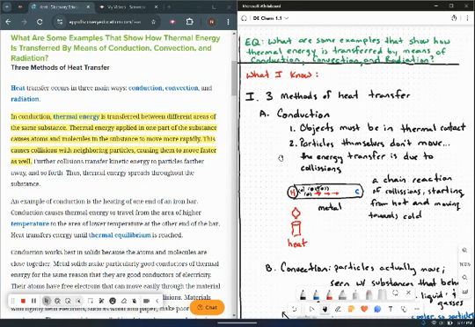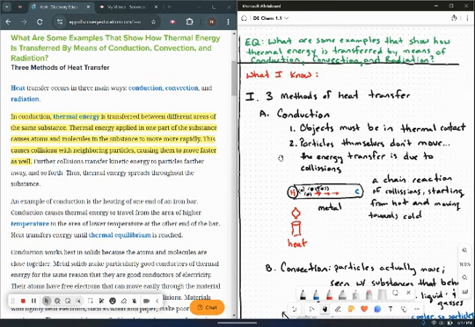Now, the interesting thing here with conduction, particles themselves don't move. What do you mean by particles? Well, those are atoms or molecules. They themselves, they don't travel per se. They vibrate as they absorb the thermal energy. They become excited. They start to vibrate vigorously, and they collide with each other.